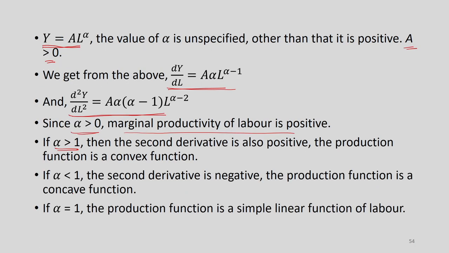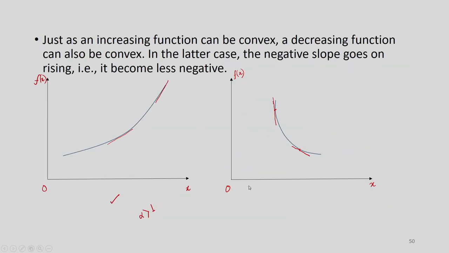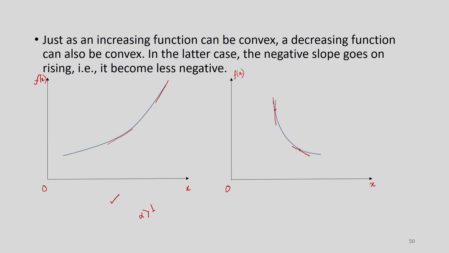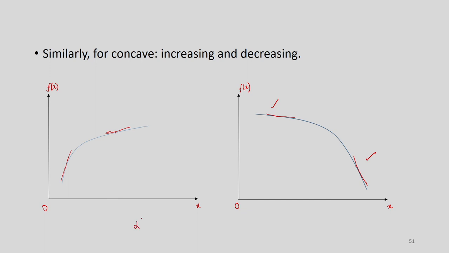On the other hand, it may happen that alpha is positive, so this condition is satisfied, but at the same time alpha is less than 1. So, basically alpha lies between 0 and 1. In this case, look at the second derivative. In the second derivative, we have a term alpha minus 1. Now, if alpha is less than 1, then alpha minus 1 is negative. So, the second derivative is negative. And what happens if the second derivative is negative? We have seen that it becomes a concave function if the second derivative is negative. First derivative positive, second derivative negative, and basically you have this form.